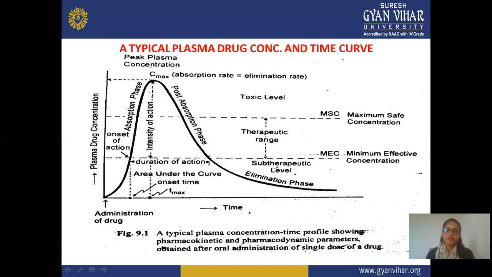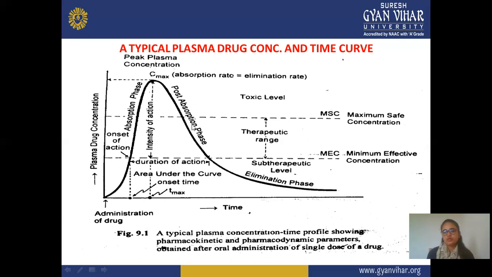And below this is the therapeutic range, from the onset of action to the required amount of action. This is the range where your drug shows the required effect at a particular site according to the action. So this is the therapeutic range, or therapeutic requirement, of your drug. Below this there is a sub-therapeutic level, where very little drug effect or no effect is observed.